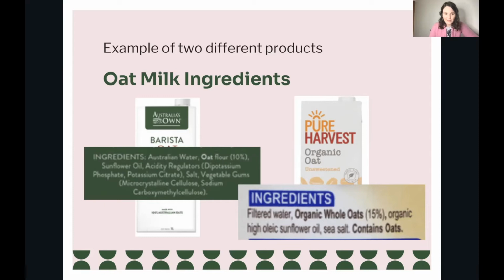I can go, okay, yep, filtered water. Oh, sorry, that's 4 ingredients. Why didn't I see filtered water? Filtered water is number 1. That means it's the most. Then we've got organic whole oats, 15%. On our Australians' own, we've got water and oat flour, 10%. Could be a bit of a difference there. And then you've got your sunflower oil and sea salt, whereas the other one, I'm not even going to try and say half of those names, but there's a lot more in there.